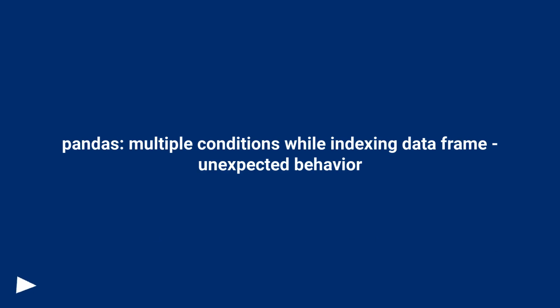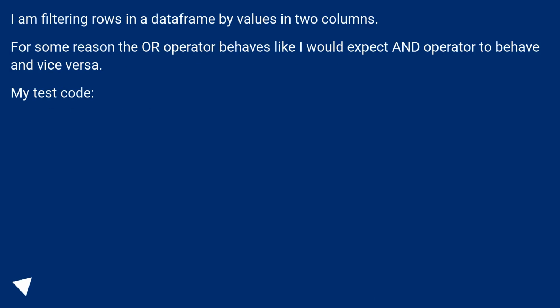Pandas, multiple conditions while indexing a data frame, unexpected behavior. I am filtering rows in a data frame by values in 2 columns. For some reason the OR operator behaves like I would expect an AND operator to behave and vice versa. My test code.